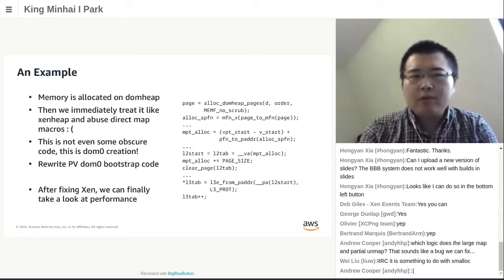And of course, there are a lot of other bugs like this. And those bugs just won't show up when you have a direct map. OK, so after fixing Xen to work with no direct map, of course, I'm not claiming I fixed them entirely, we can finally answer the question that was left unanswered last year. So what is the performance? What will the performance look like when we run Xen without direct map?